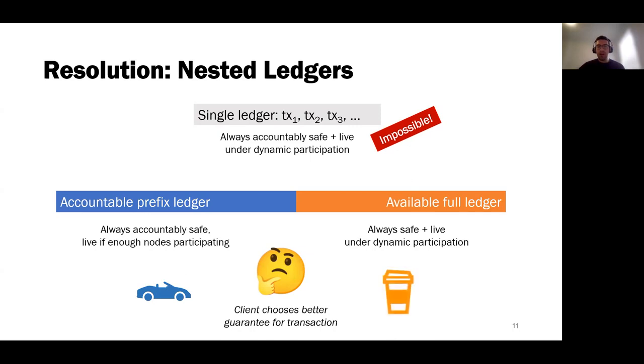On the other hand, a coffee vendor might find it sufficient to wait until a transaction that pays for a coffee enters the available full ledger. This is because for the coffee vendor, the speed or the low latency of transactions is a more important property than safety of each individual transaction. And most importantly, even though these clients want different guarantees, they will never conflict with each other. Thus, they could live in the same universe.